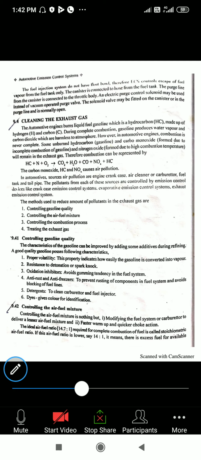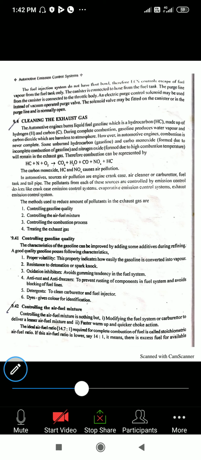Controlling the air fuel mixture is nothing but the modification of the fuel system or the carburetor to deliver a leaner air fuel mixture. Leaner means a clean air fuel mixture to the engine, so that the maximum amount of the fuel can be burned. If the maximum fuel is burned, the release of hazardous gases like carbon dioxide will be a lower percentage.